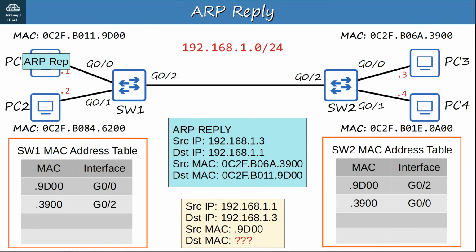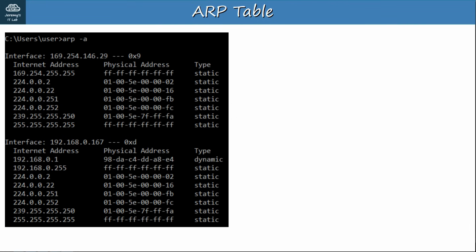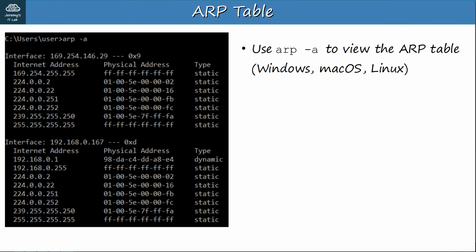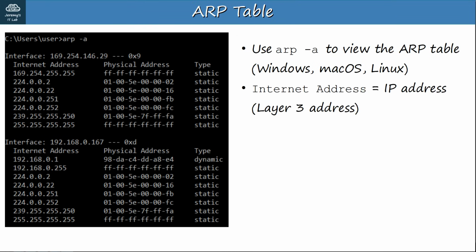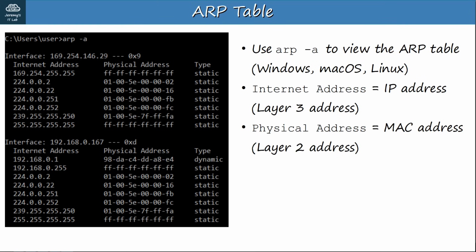Let's take a look at an ARP table. This is a screenshot of part of the ARP table from my PC. I use Windows on my PC, but you can use the arp -a command to view the ARP table, whether you run Windows, macOS, or Linux on your computer. The Internet address column displays IP addresses. The physical address column displays the MAC addresses that correspond to the IP addresses. If the type column displays static, it means that it is a default entry. It wasn't actually learned by sending an ARP request.